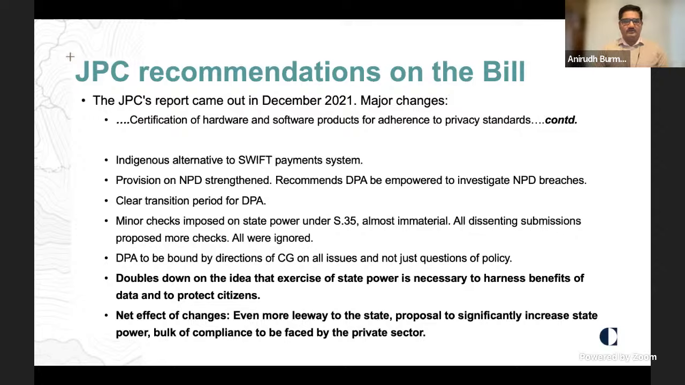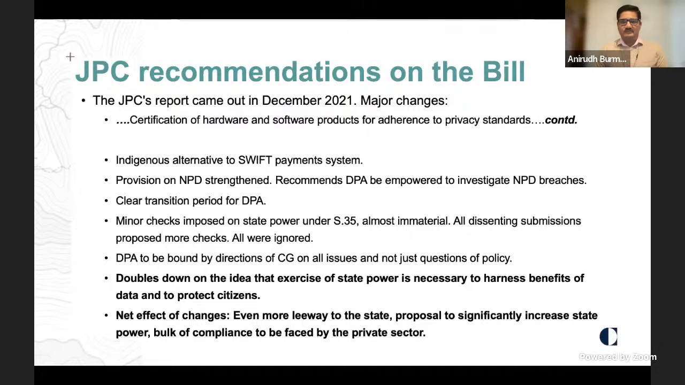It has also gone into other areas and expanded the role of the state, or recommended an expansion in the role of the state. So, for example, the one major change in the bill has been the change in the purview or scope of the bill. So the committee has actually recommended that the bill should look at not just personal data, but also non-personal data. So now it's a data protection bill, not a personal data protection bill. And it also recommends that the data protection authority set up under this bill should be empowered to investigate breaches of non-personal data also.